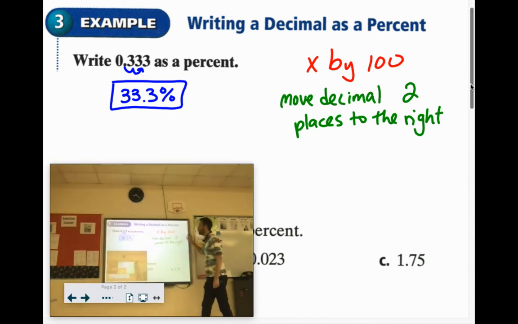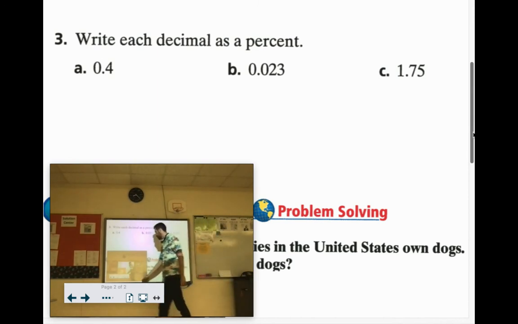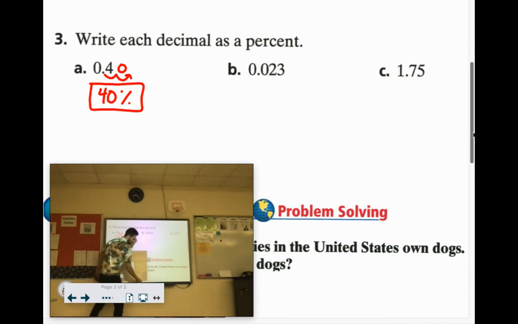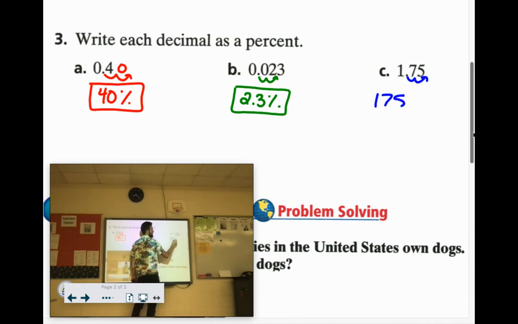Too easy. So write 0.4 as a percent, either times 100 or move the decimal 2 places to the right, so it becomes 40%. 0.023, multiply by 100 or move the decimal 2 places, and it becomes 2.3%. 1.75, either times 100 or move the decimal 2 places, 175%.